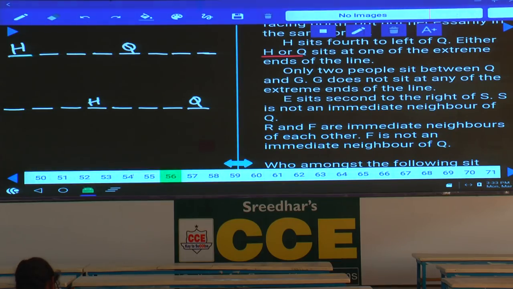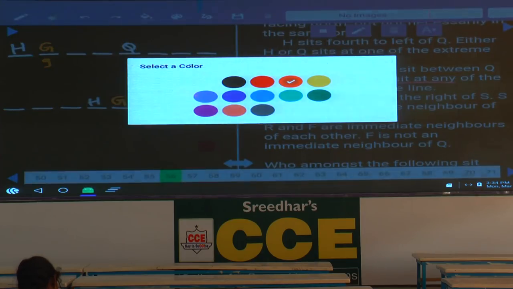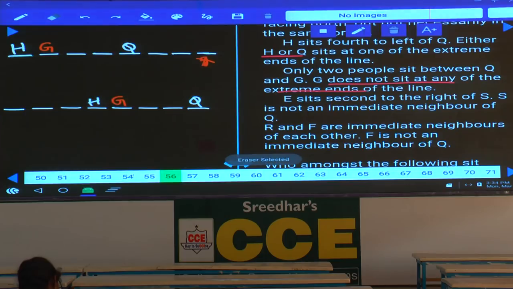Only two people between Q and G. As only two people between Q and G, in the first case, G can be either here or here. There are two possibilities. But in the second case, G must be at this place. Only one possibility. G does not sit at any one of the extreme ends of the line. As G does not sit at any of the extreme ends, G cannot be here. As G cannot be here, then what is the possibility? G must be here only. Hence G must be here.